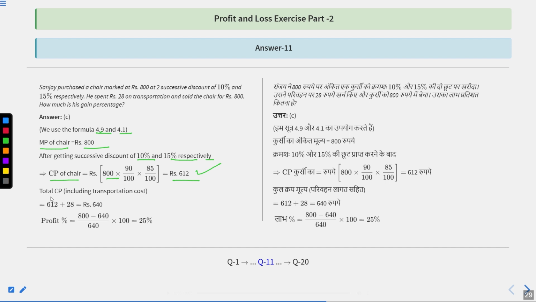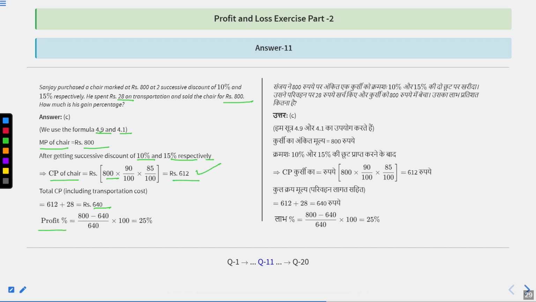Clear? So total CP will be, he invested 28 rupees on the transportation. We add it, we get 640. So after adding transportation, we get the cost price, and it is given that he sold the chair at 800. So we can clearly see that there is a profit.